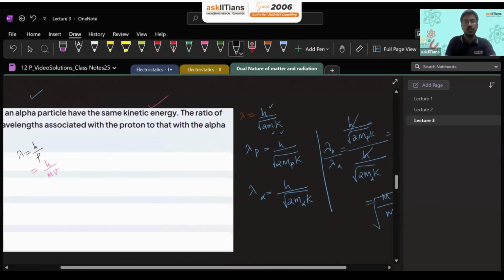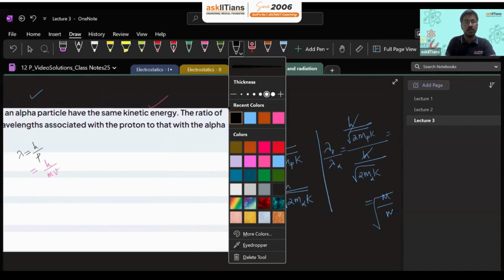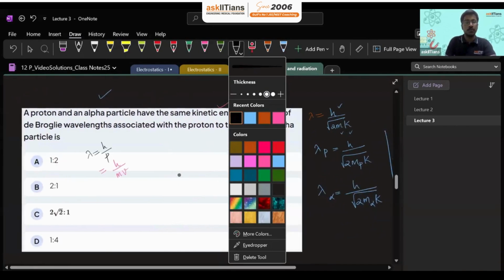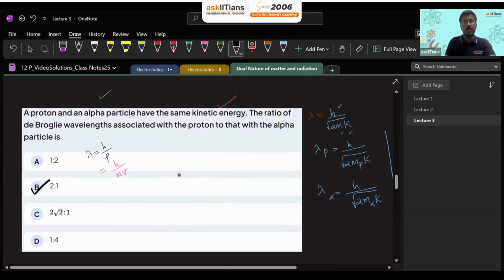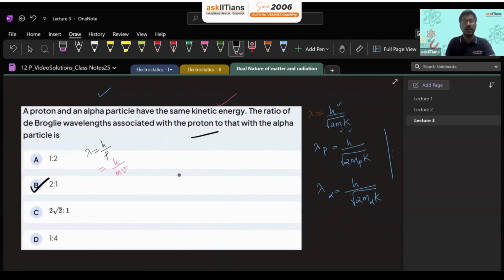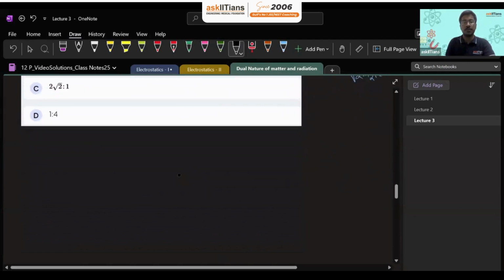So we have option number 2, right? 2 is to 1. So the question is to find the de Broglie wavelength associated with the proton to that of alpha particle, ratio of de Broglie wavelength of proton to that of alpha particle, right?